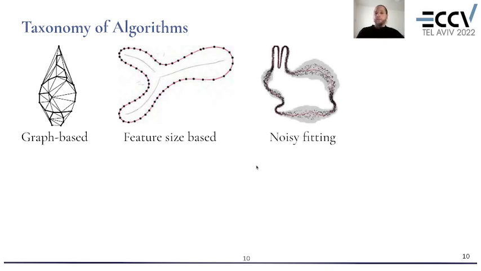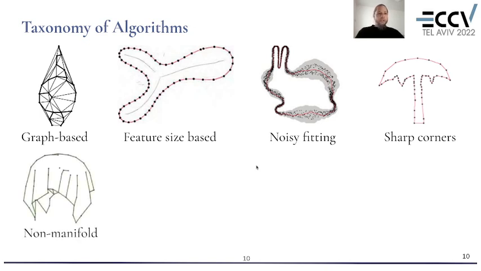Algorithms which can fit curves to noisy points, which are not interpolating. As you can see in this very noisy example here, how they manage to reconstruct. Also algorithms which can handle sharp corners, which not all algorithms will be able to, or non-manifold instead of a polygon.